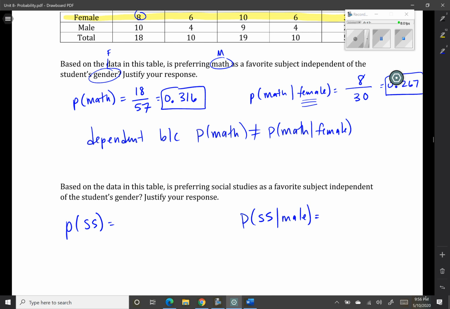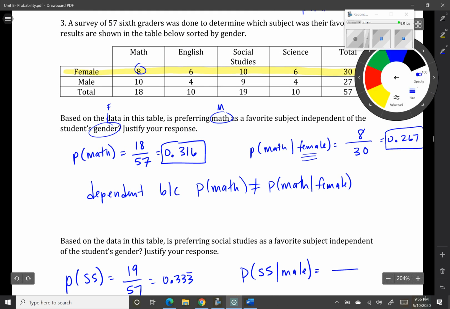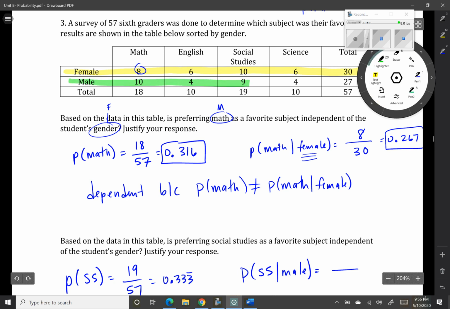So the probability of liking social studies. So in this table, there are 19 people that like social studies out of a total of 57 people. That's 0.333. It's actually repeating, so I'll just put that up there so we know that it does not end. The probability of liking social studies given that you are male, well, that means we're only looking at the males in this table. So if I take my little highlighter here again, we'll choose a different color, and let's just highlight the males in this table.